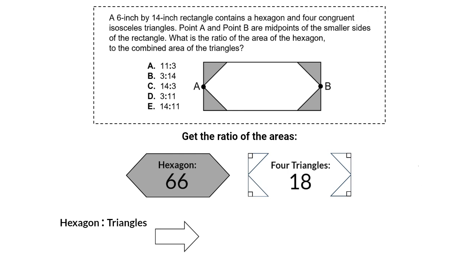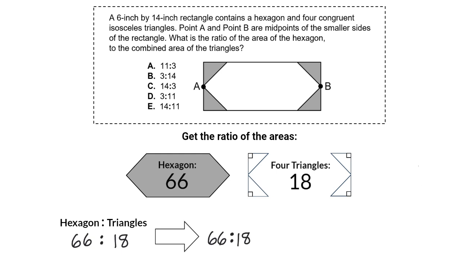So now let's finish up by getting the ratio of the areas. Since they're asking for the ratio of the hexagon to the triangles, you have to give it in that exact same order. So the hexagon has an area of 66. The combined area of the triangles is 18. So therefore, the ratio is 66 to 18.